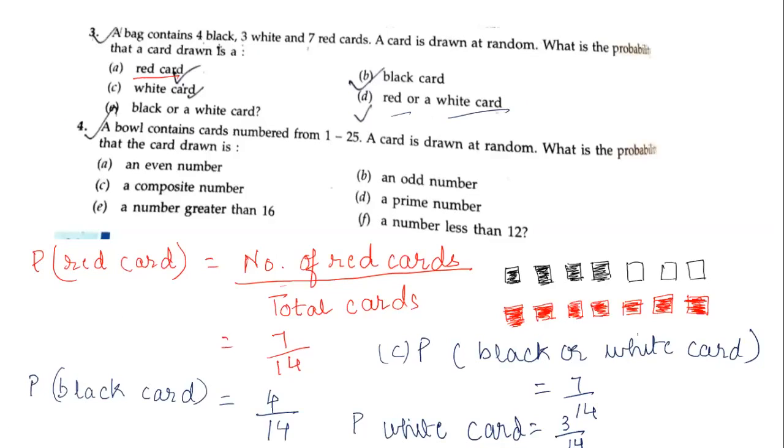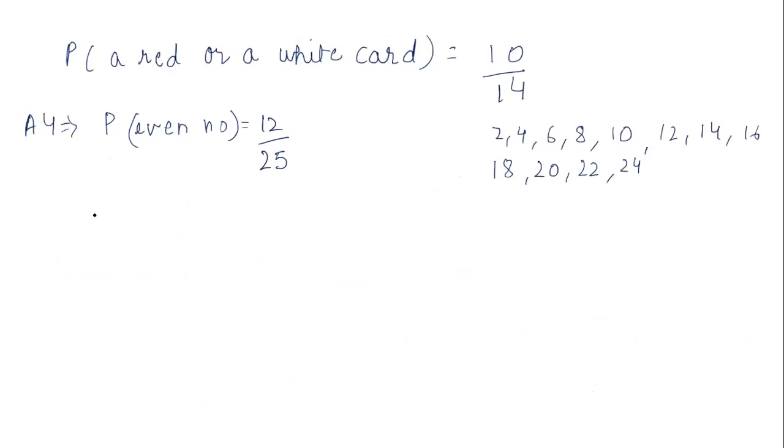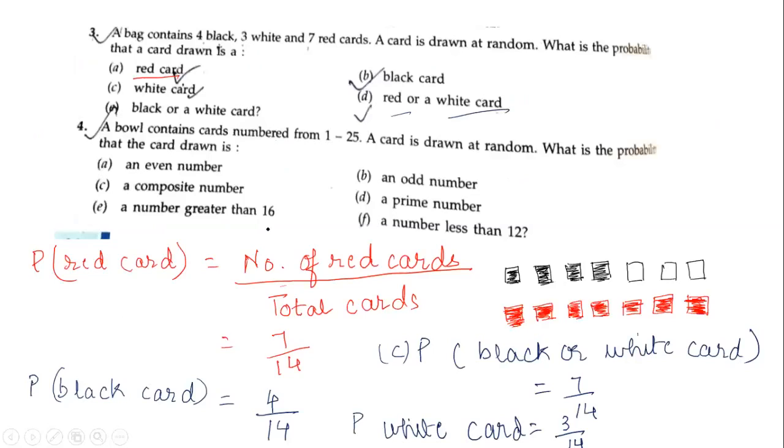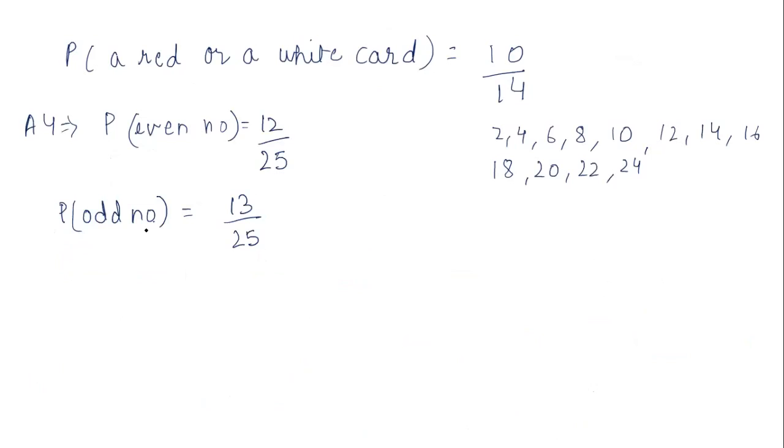अगर even number 12 है तो odd numbers कितने होंगे? What is the probability of odd number? Probability of getting an odd number is 13 by 25, क्योंकि अगर 12 even numbers हैं तो 13 odd numbers हैं. Probability of composite number, probability of prime number. So let us calculate probability of prime number first.